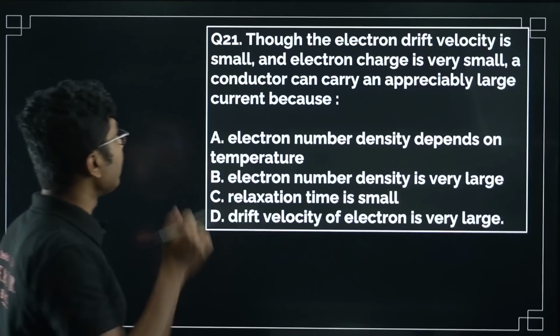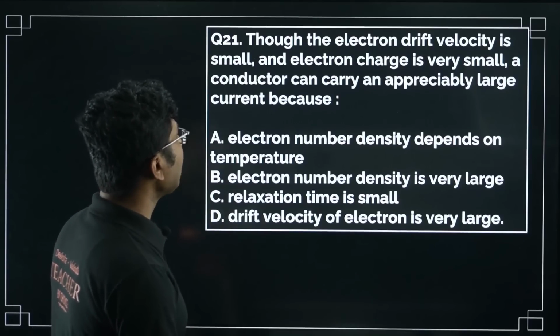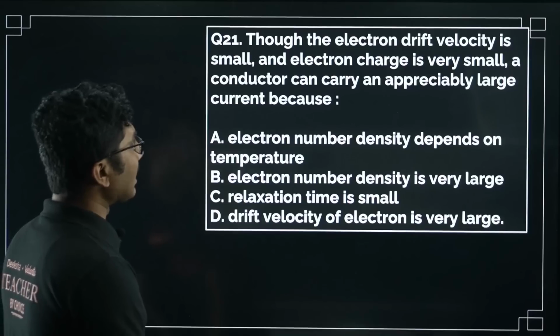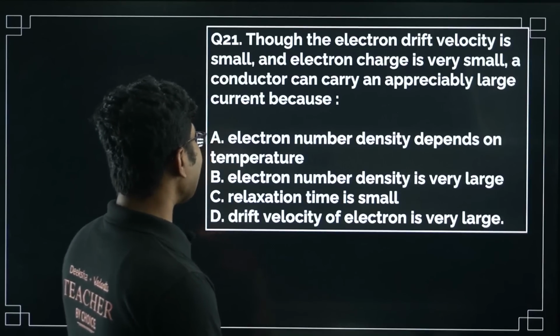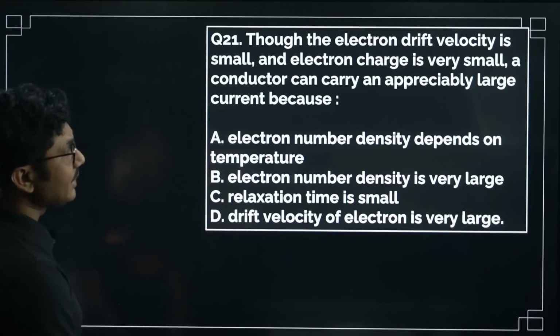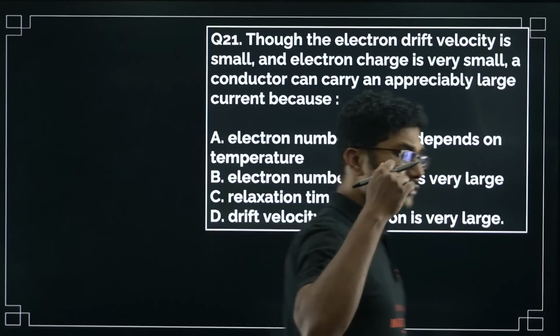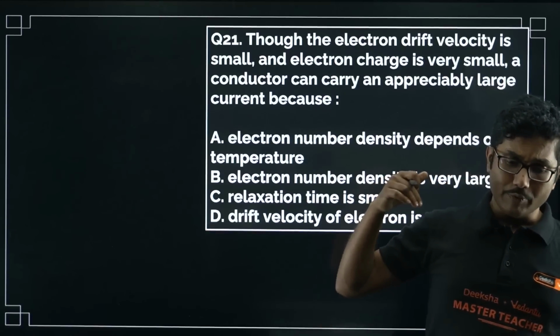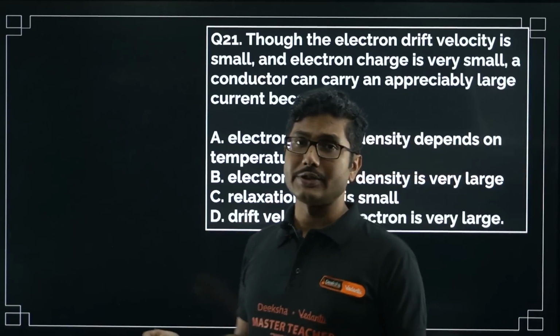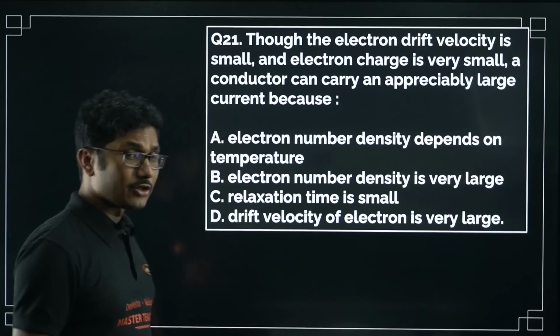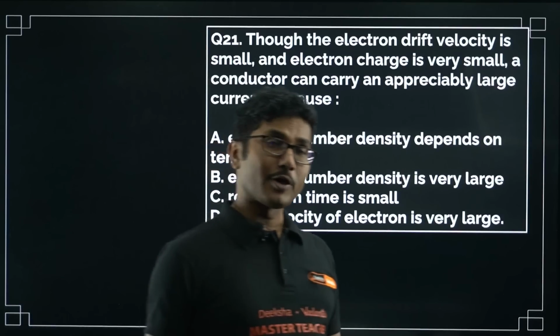Now question number 21. Though the electron drift velocity is small and electron charge is very small, a conductor can carry an appreciably large current. Drift velocity, I think we have solved one problem where we saw that the drift velocity is 1 by 6400, which is very, very small. The charge of an electron is 1.6 into 10 to the power of minus 19.